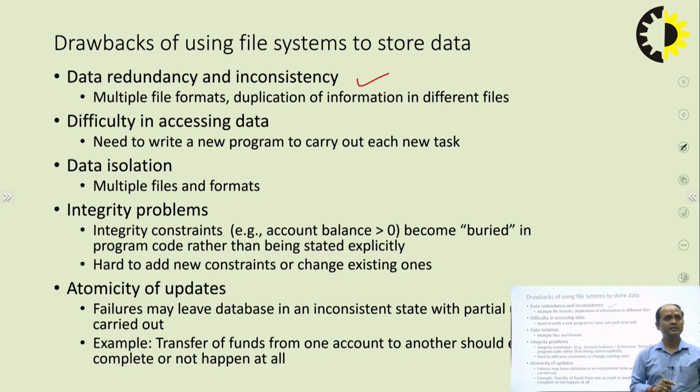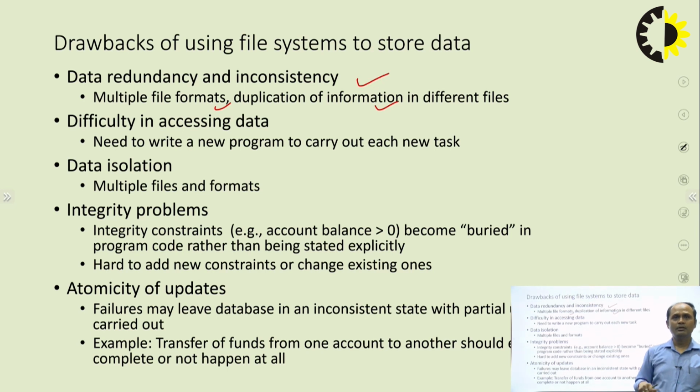There are also multiple file formats. Suppose I am saving some data in Word format, and someone else uses an Excel file, which can also store the data. So there are two formats available, one is Word, one is Excel. So data redundancy and inconsistency concern multiple file formats and duplication of information in different files. That is the first drawback of using the file system.